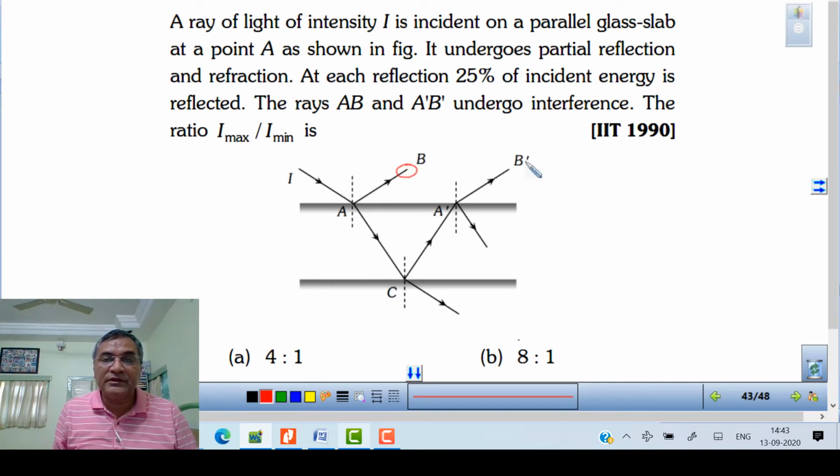So what do I have to find between these two? Interference. So here let us say this is I1, this I say I2, this I say I3, and this I say I4. So interference is taking place between I1 and I4. So I should find out what is I1 in terms of I, what is I4 in terms of I. So what is I1? I1 is 25% of I. This is 75%.